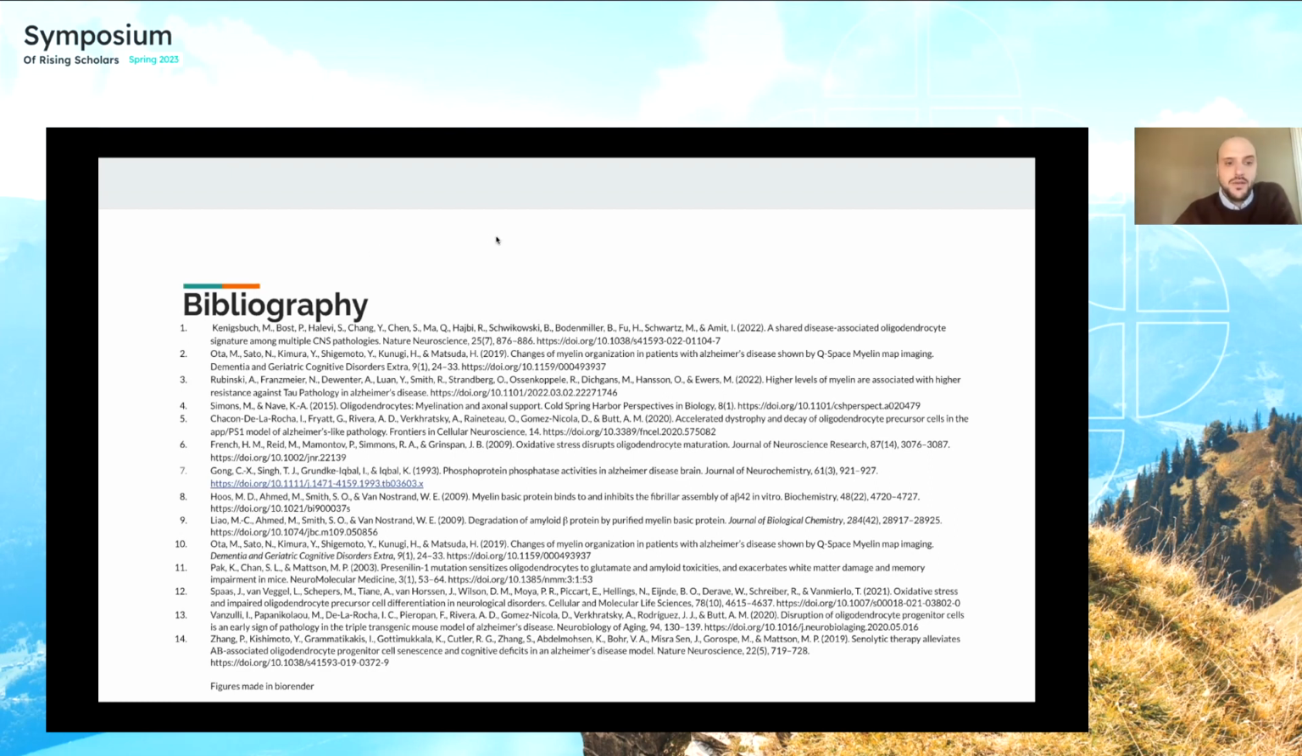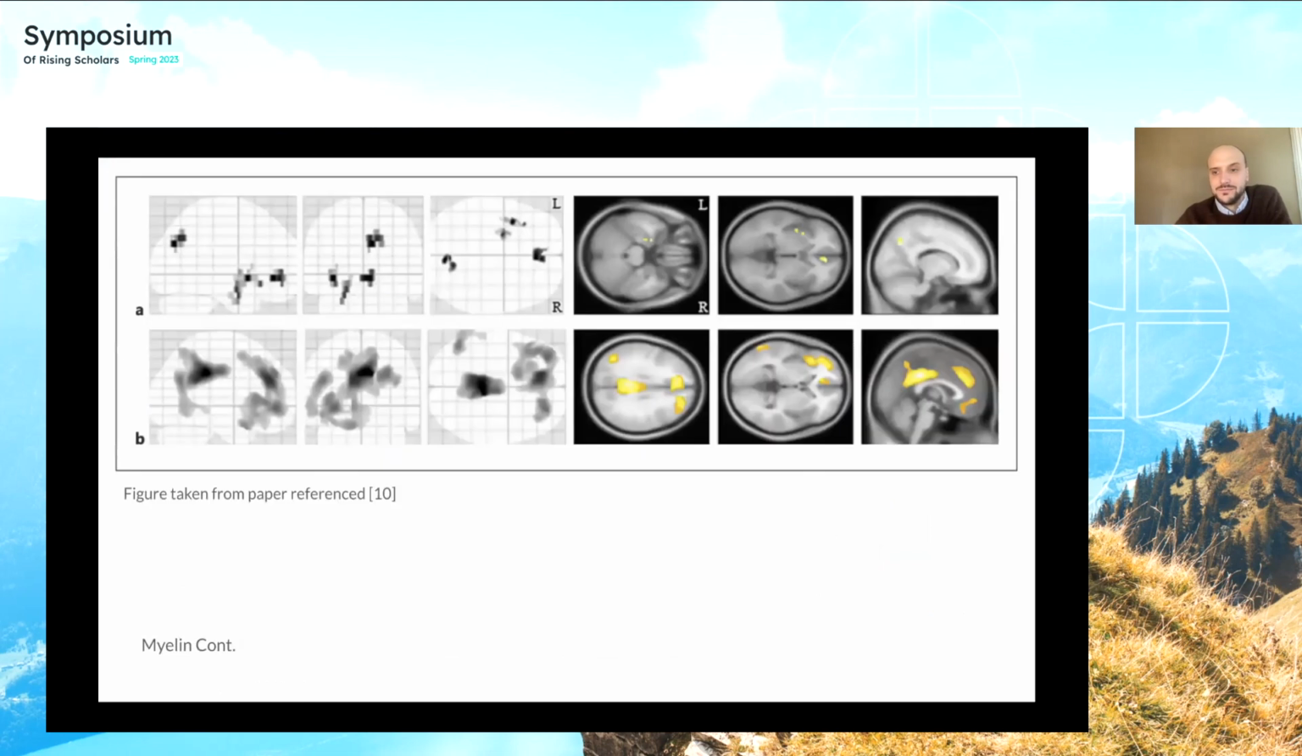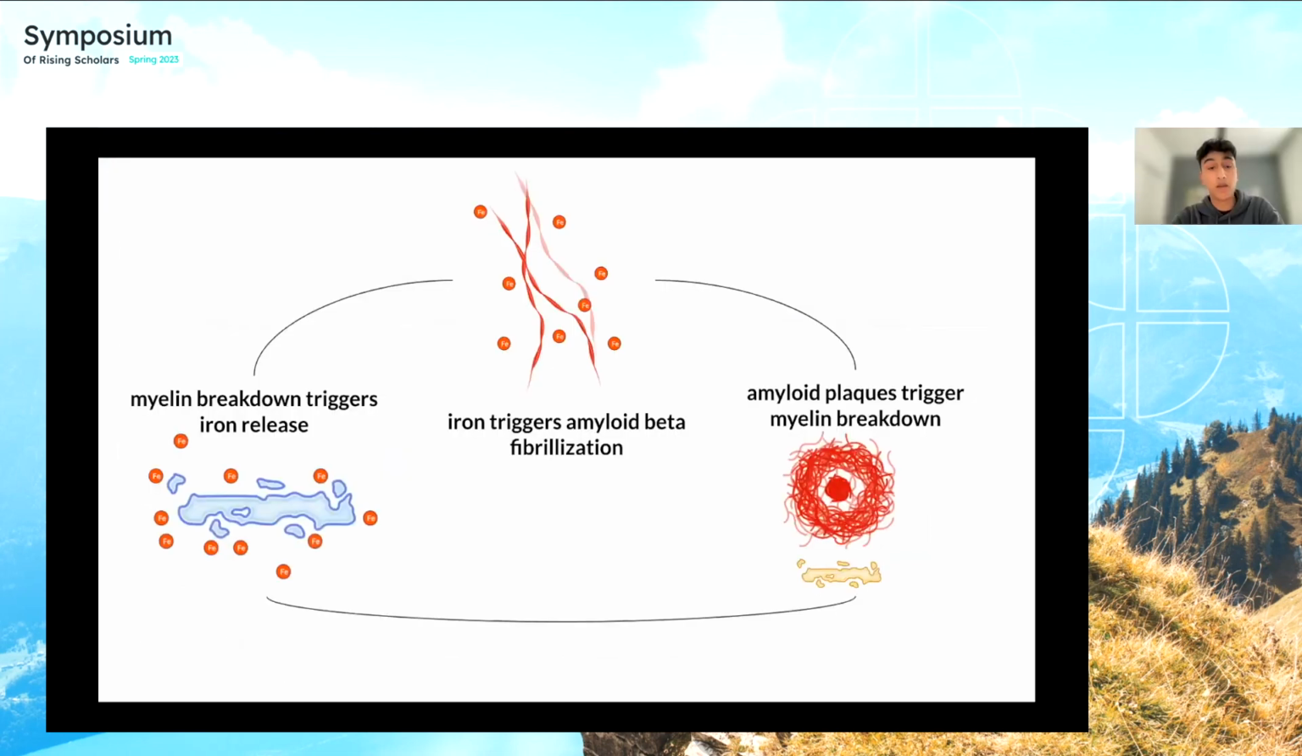Great, we have a question from the chat. Does the lack of iron in myelin contribute to brain tumors? I'm not aware of the role of iron in forming brain tumors, but oligodendrocytes and myelin have the highest iron concentration amongst other cell types in the brain. And so that iron concentration plays a role in amyloid beta aggregation.